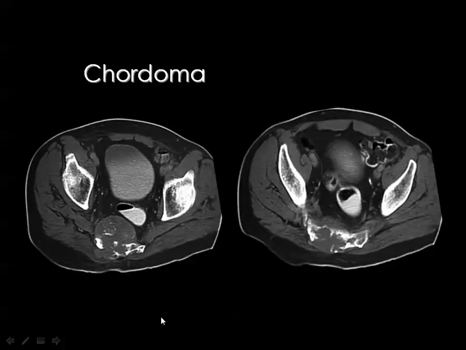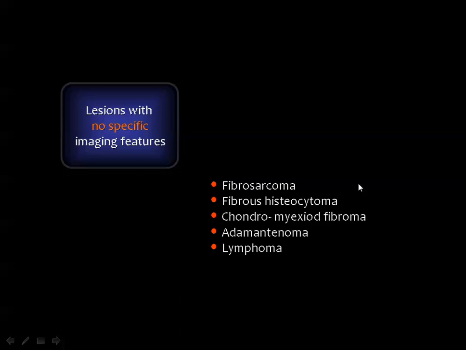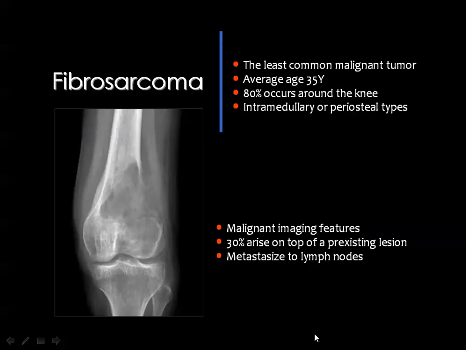And this is an example of a destructive lesion in the sacrum associated with extraosseous soft tissue component and matrix calcification, highly suggestive of chordoma. Finally, we came to the last group of lesions which have no specific imaging features, and this includes the fibrosarcoma, fibrous histiocytoma, chondromyxoid fibroma, adamantinoma, and lymphoma.